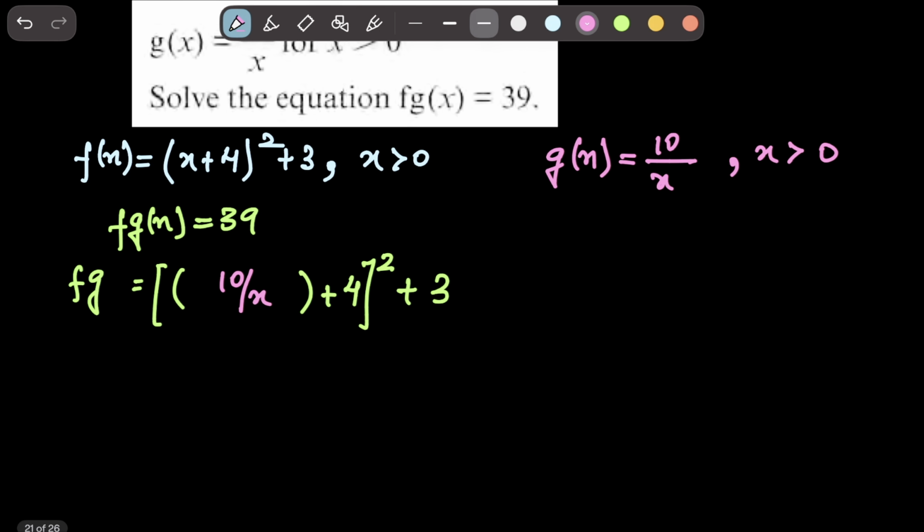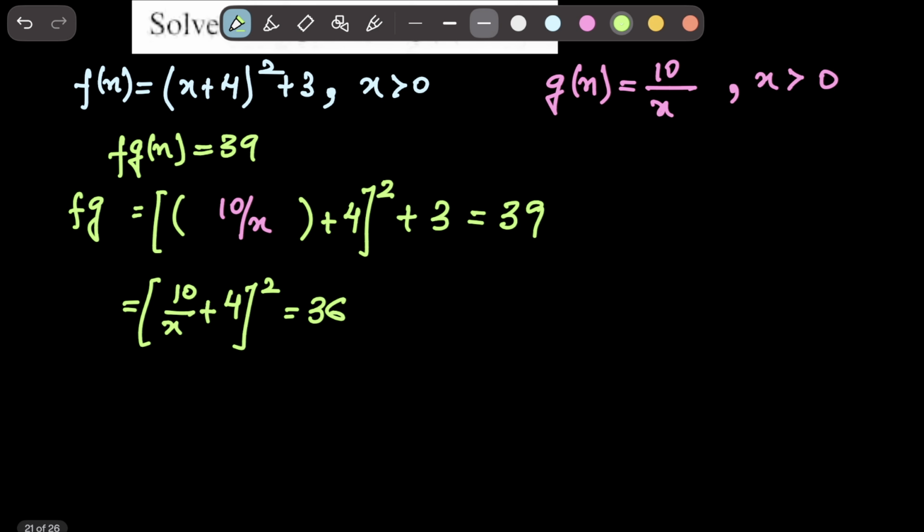And now we need to solve this further. So the question says that we need to put it equal to 39. Okay, so let's solve this further. This is (10 over x plus 4) whole square, and this 3 will move to the other side, so I'm going to get 36.